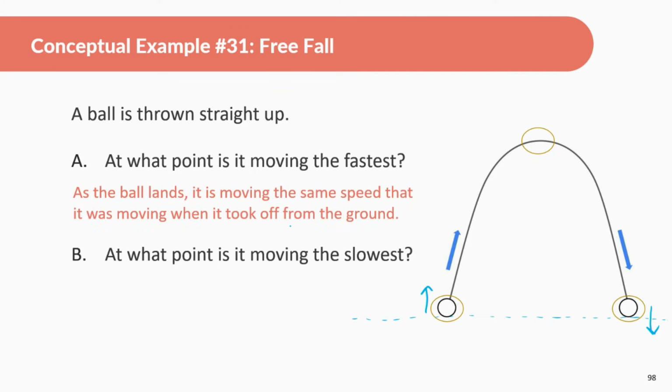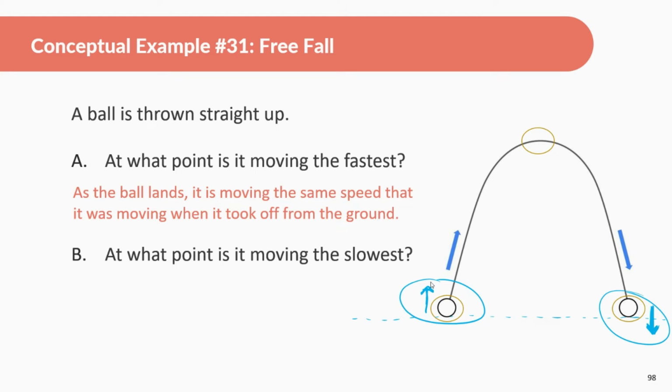As the ball lands, it is moving the same speed that it was moving when it took off from the ground. So when it's thrown, it's moving at exactly the same speed as when it reaches that same point. However, one's going down and one's going up, but the speeds are exactly the same, again, without air resistance.